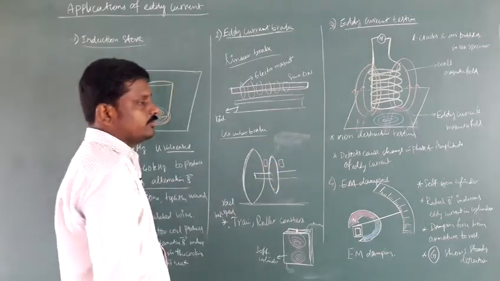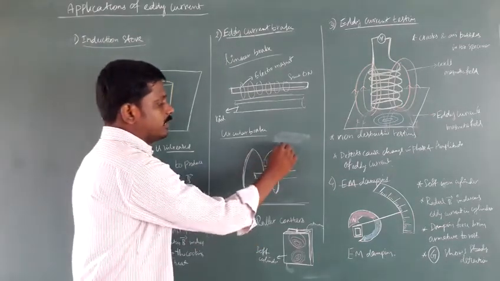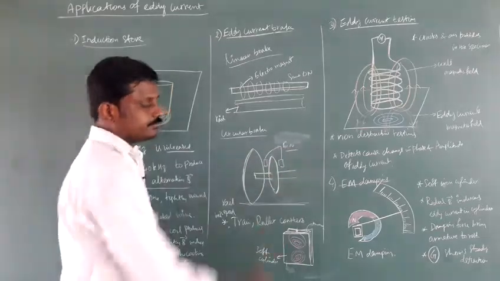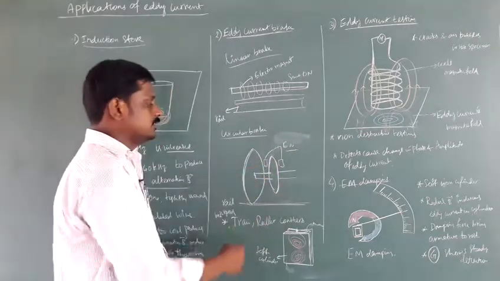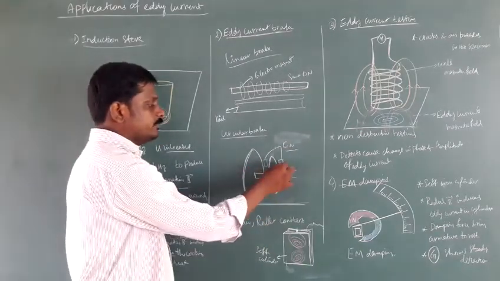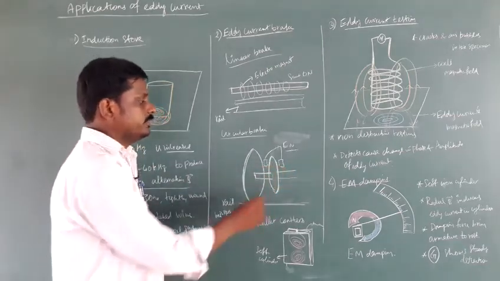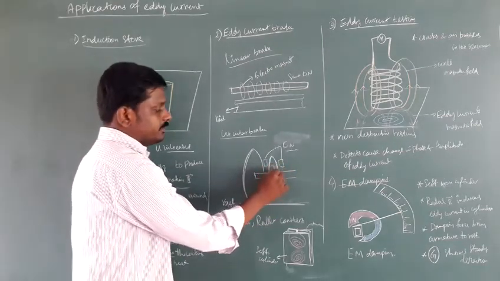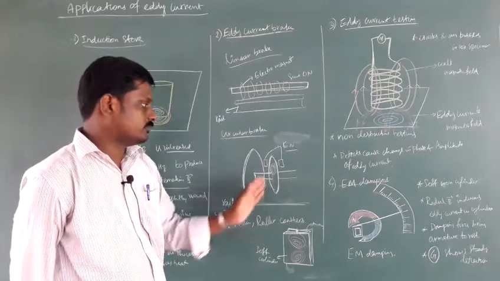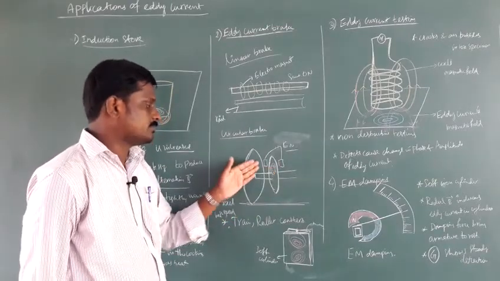The train is going. These are two electromagnets. When it is rotating, there is relative motion between the magnet and the shaft. It creates an eddy current in the shaft. That eddy current stops the train.